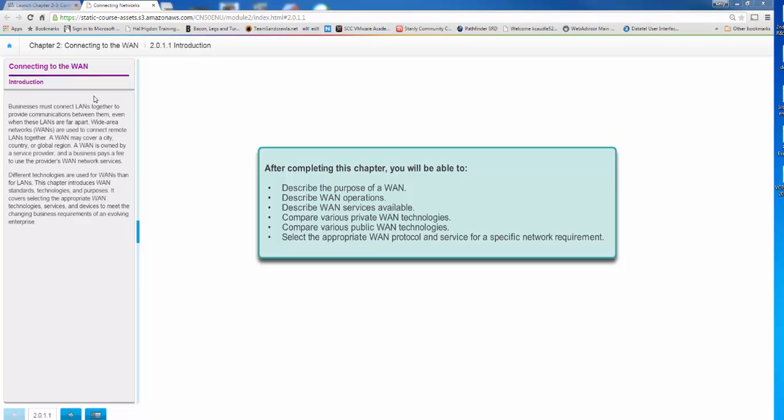Welcome to CCNA Routing and Switching Connecting Networks Chapter 2 lecture. In this chapter, we're going to describe the purpose of WANs, look at their operation and services that are available through WANs, then discuss various private and public WAN technologies and how they relate to building a network, and then also talk about appropriate WAN protocols for specific requirements.